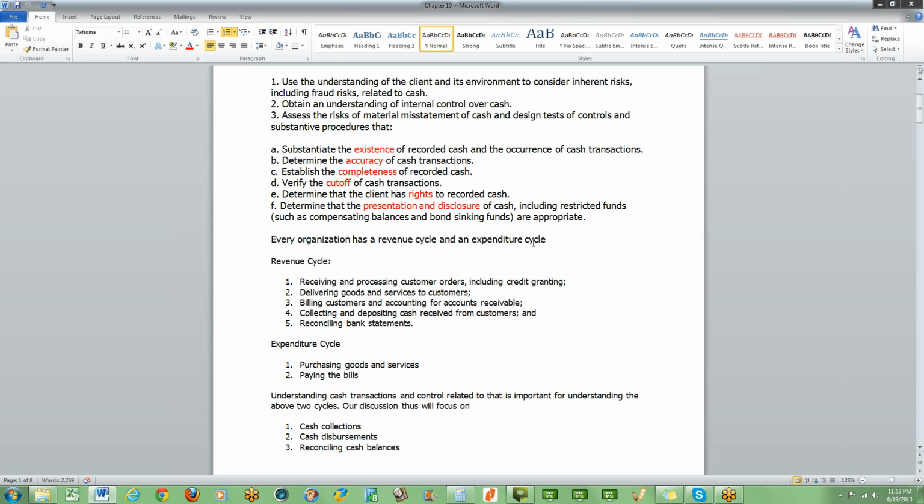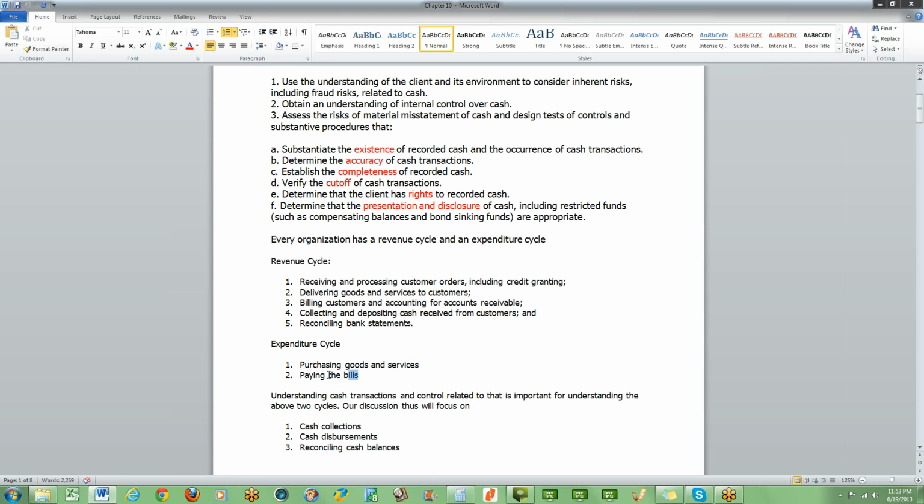Cash in, cash out. Customer puts in an order. A credit process needs to be looked at. How do we grant credits? Separate from the sales cycle or the sales department. Goods are shipped. Customers are billed. Cash is collected and deposited in the bank, and the bank statements are then reconciled. That's the revenue cycle. Purchase order is prepared.